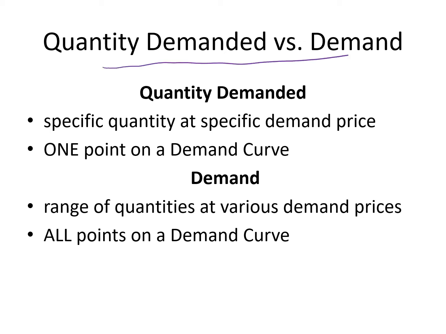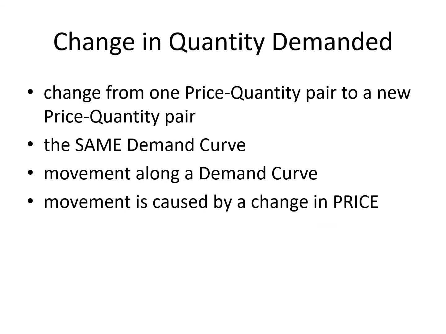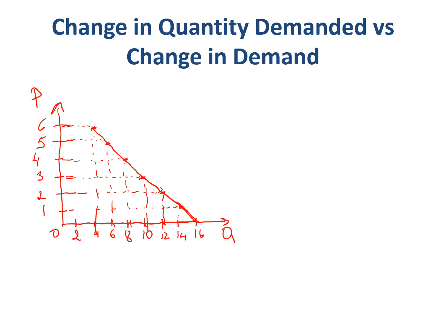So the difference between quantity demanded versus demand: quantity demanded is a specific quantity at a specific price, one point on the demand curve, and demand is a range of quantities at different prices, so we refer to all points on the demand curve. Next, we're going to talk about the difference between change in quantity demanded and change in demand.